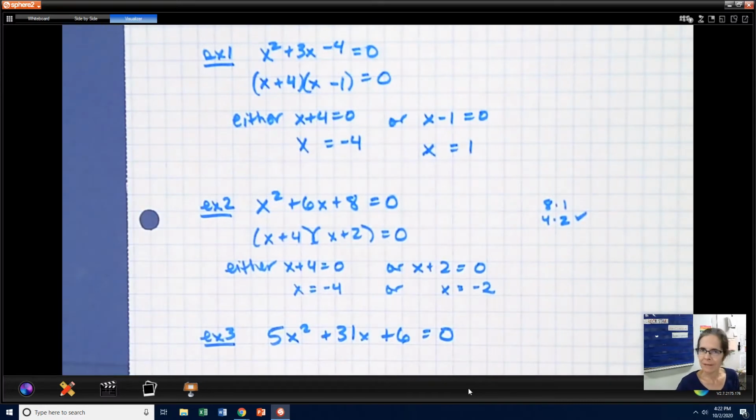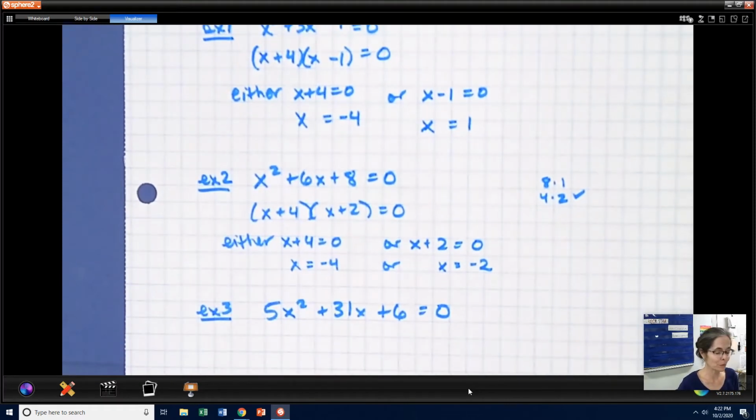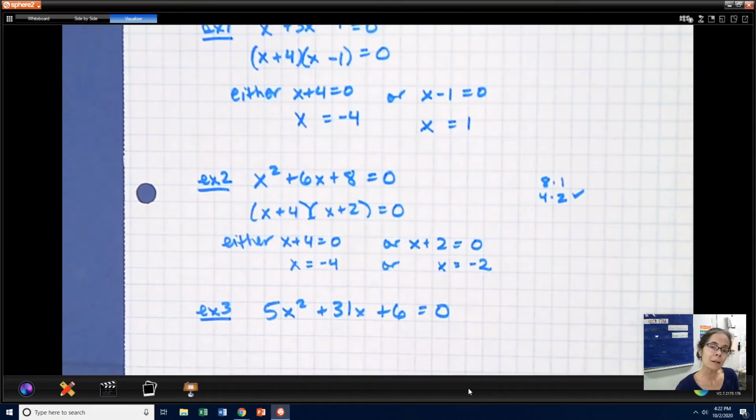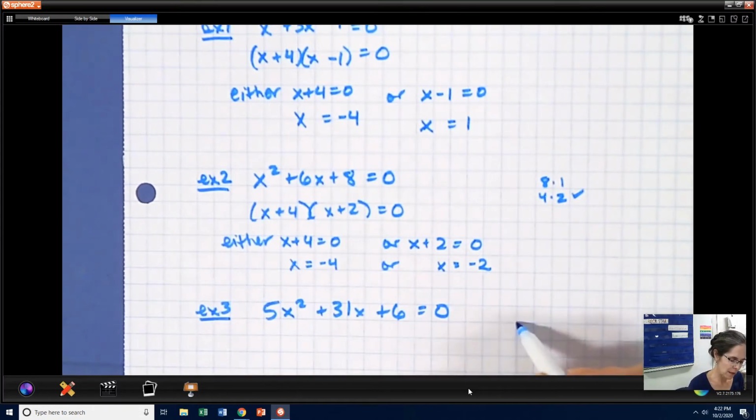Now we need to factor something that has a number other than 1 at the front. And this is where I've seen many of you struggle. I suspect that some of you have been making use of resources other than your own notes. So what we did in our notes to solve these problems is we started out by making the X box.